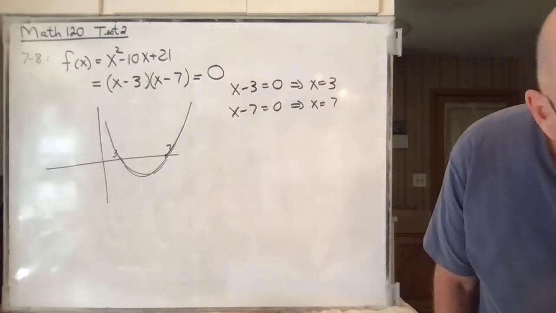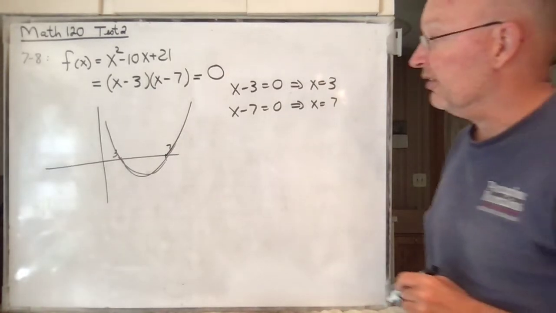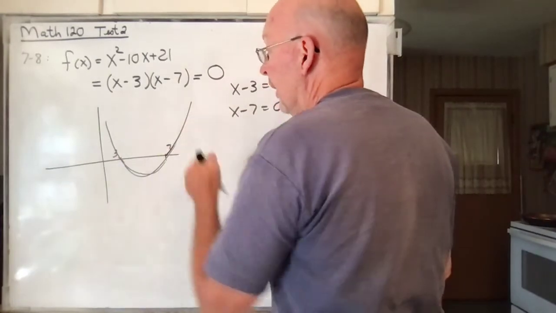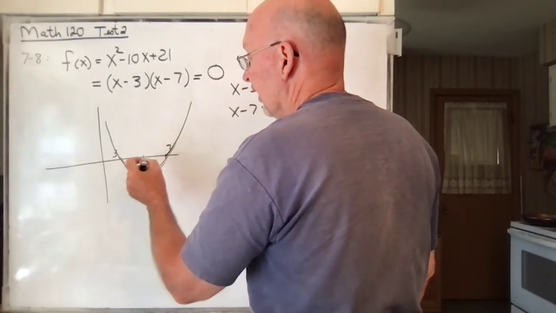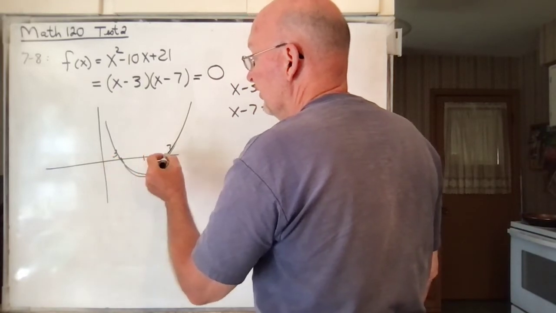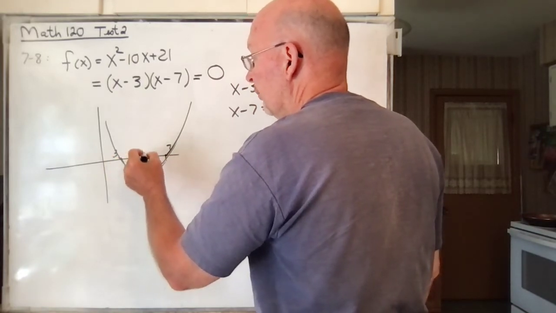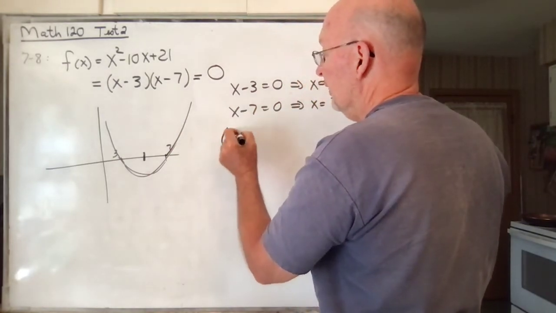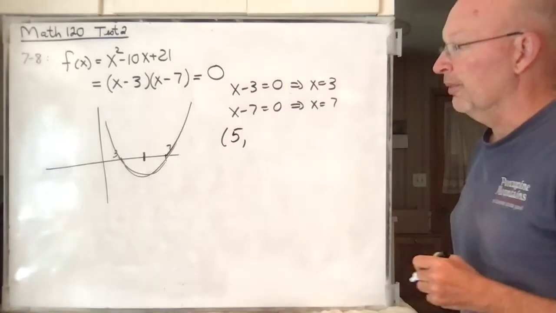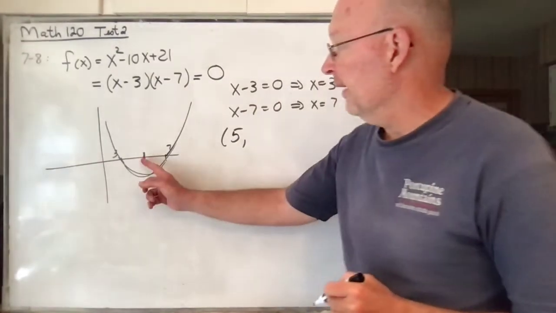Okay? What's the coordinates of the vertex? Well, given a parabola like this, the vertex, it's nice and symmetric about the vertex. So since it goes through 3 and 7, the vertex must be right in between those two things. So the vertex must be 5 something. And so 5 is the x-coordinate.